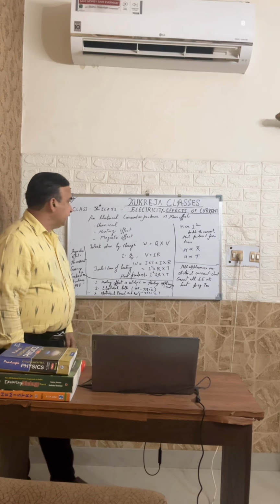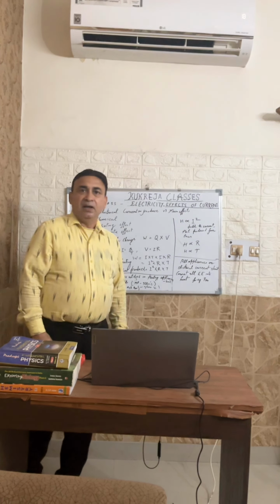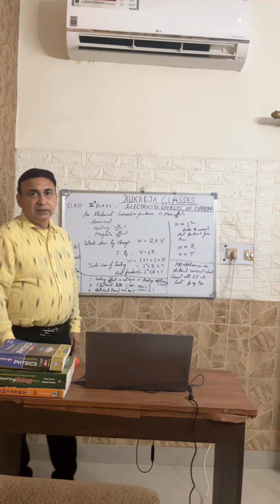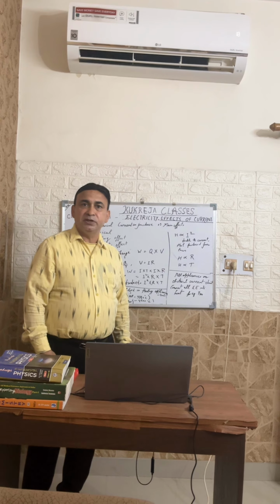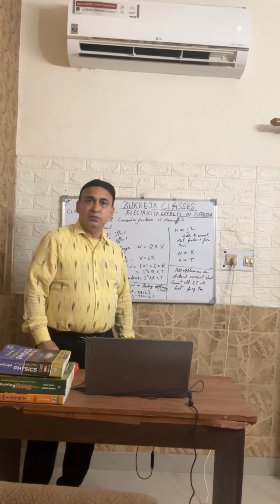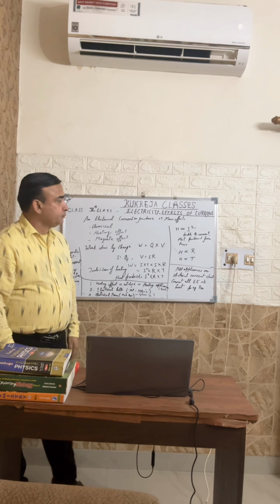Starting with the heating effect of the current, when an electric current is passed through a high resistance nichrome wire, the nichrome wire gets red hot and a lot of heat is produced in it. That is called the heating effect of the current.